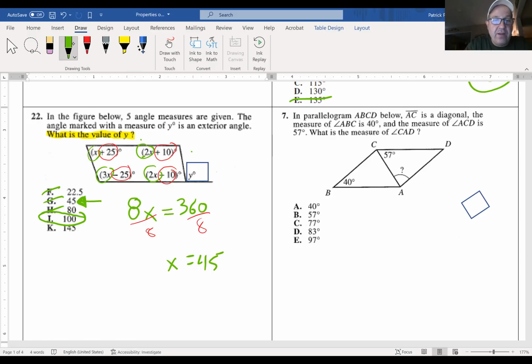They want to know what angle Y is. Well, here's the angle that's right next to it. So 2 times 45, subtract 10, would wind up with 80. And if that angle is 80, then the outside angle must be 100. Again, I think the drawn to scale is a pretty cool way to get that, much quicker.